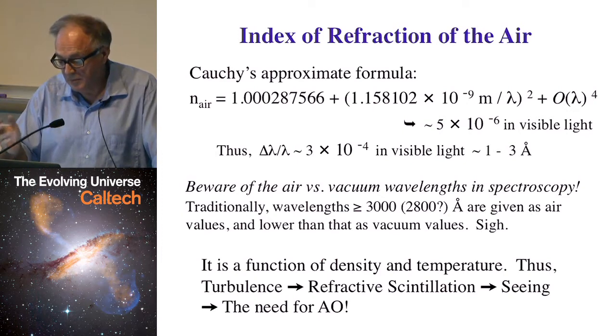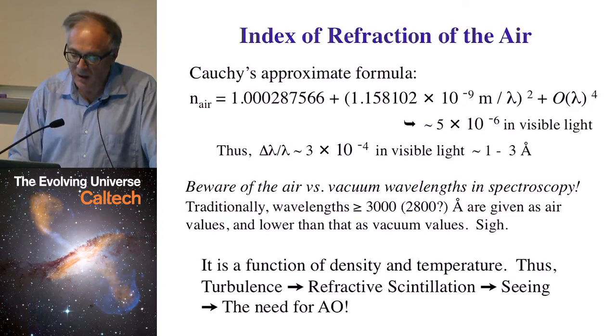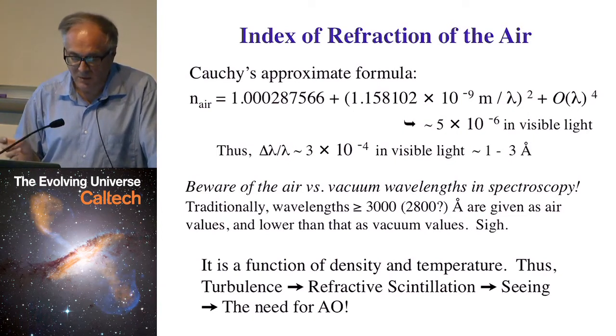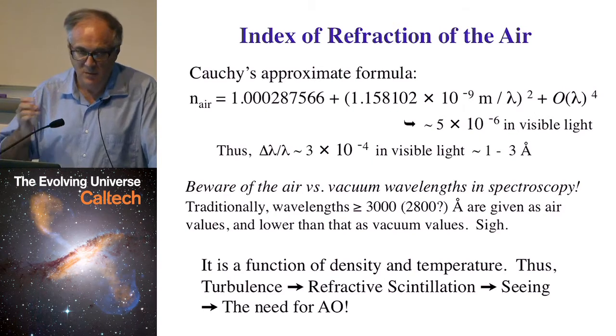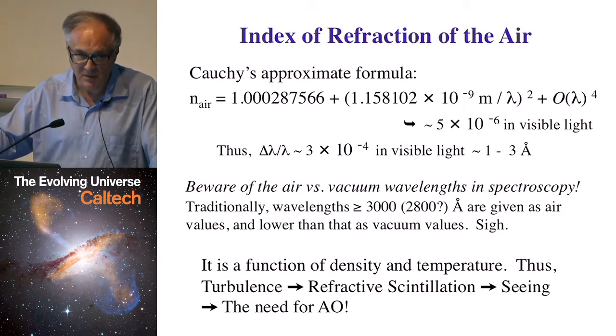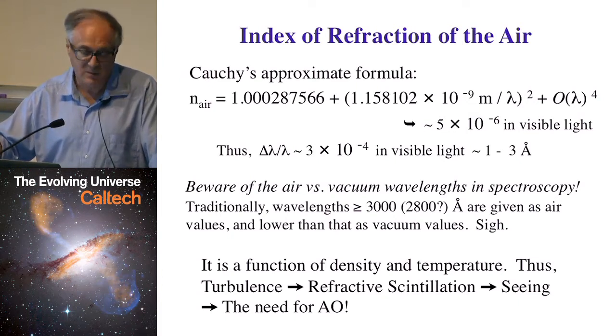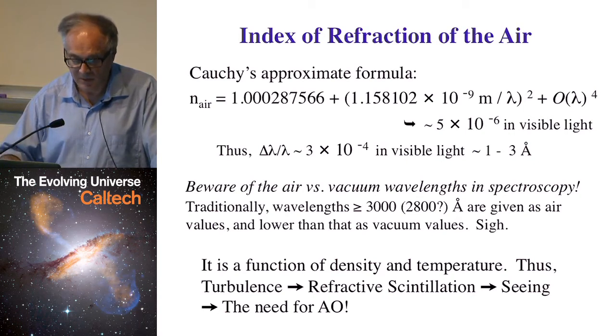This is the actual approximate formula for the index of refraction of the air, and you think this will make no difference whatsoever, but now that we observe objects which we see at very large redshifts, the rest frame light that started from them was from ultraviolet. We observe it on planet Earth in the air, so we have to make this correction. It turns out to be an important correction.